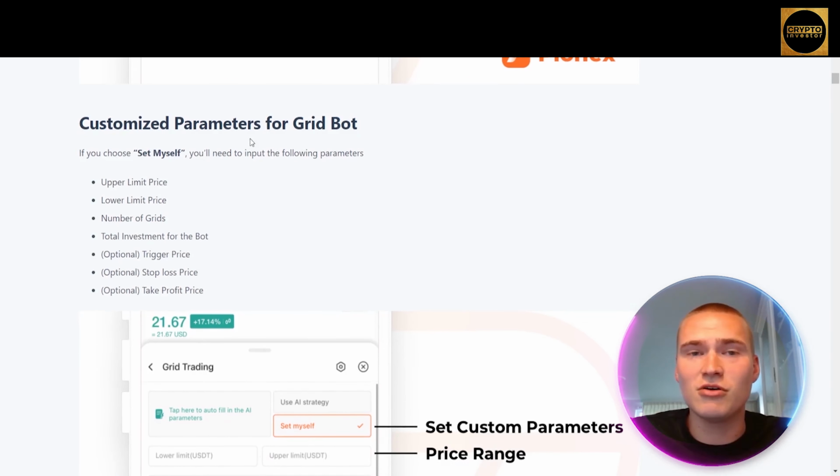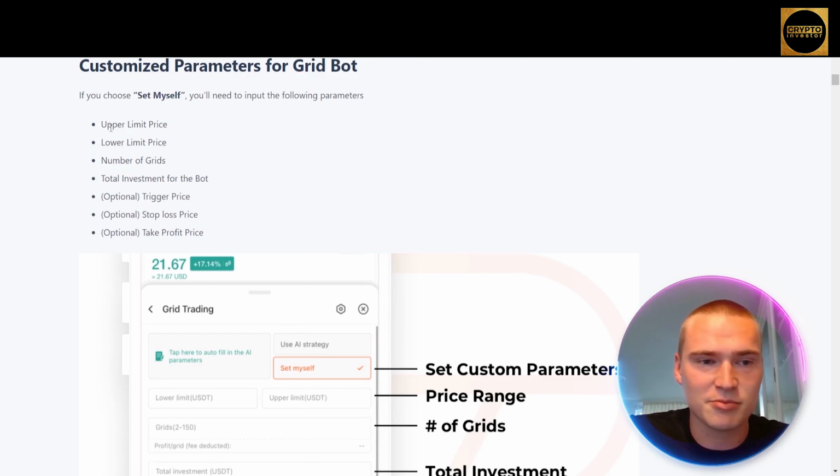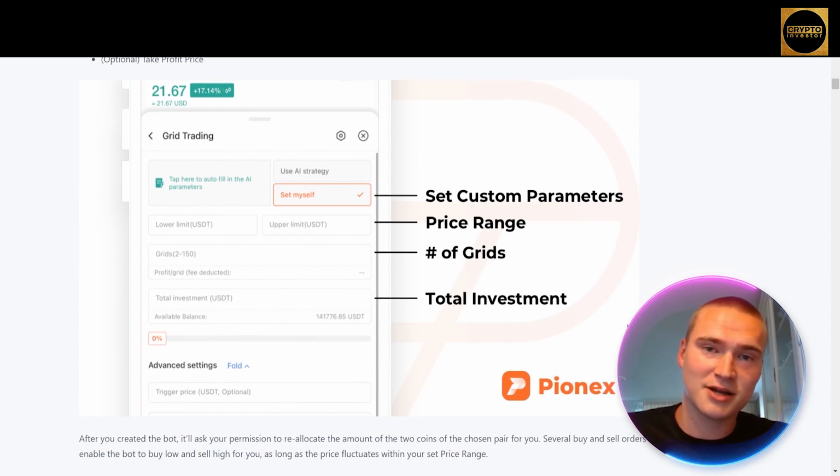Now you can also use customized parameters, so set it for yourself. That way you can choose an upper limit price, a lower limit price, the number of grids, and the total investment for the bot, with some options. For example, here you can see it, but again, we will get into that a little bit later.